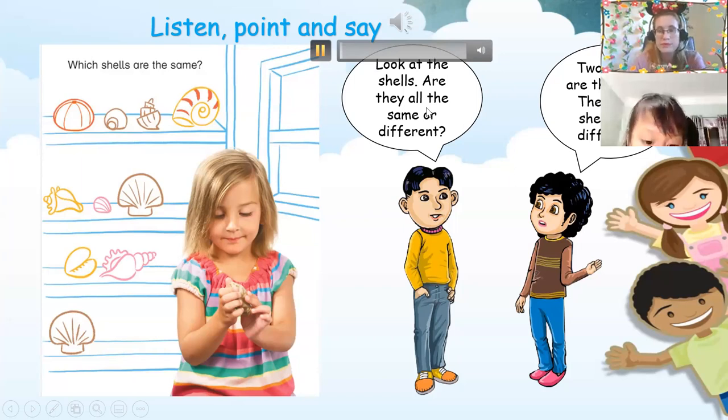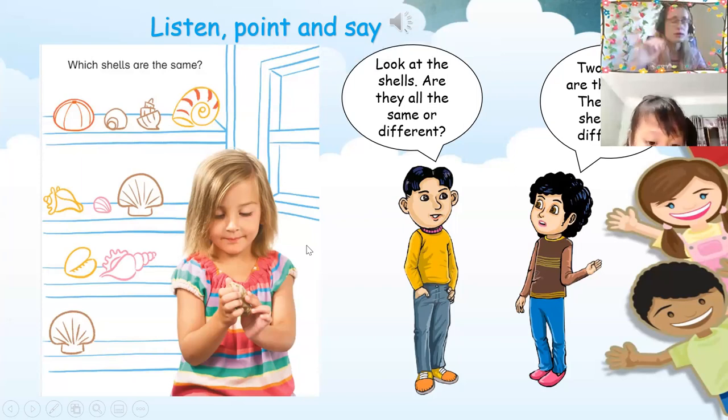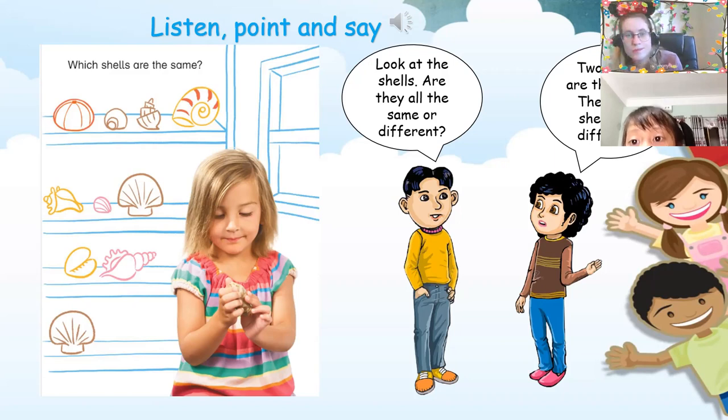Listen and point. Hi, my name is Sue. This is my shell collection. Some of my shells are big, and some of my shells are small. Look at the shells. Are they all the same or different? Two shells are the same. The other shells are different. I have brown shells and pink shells. Some shells are orange. One shell has stripes.